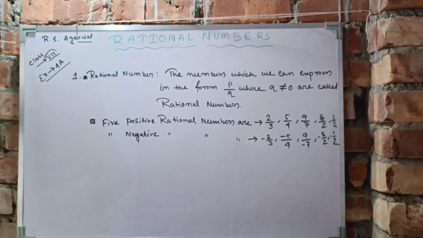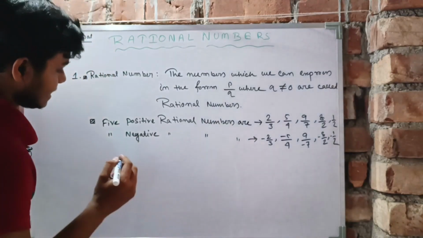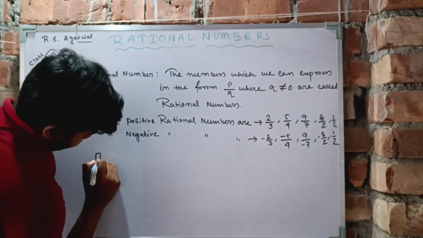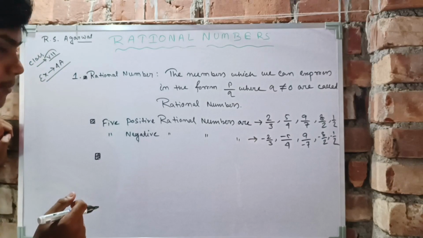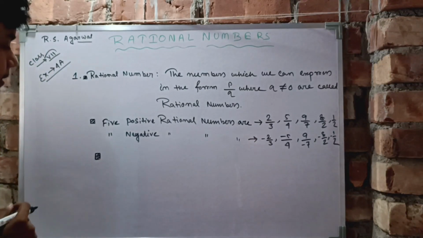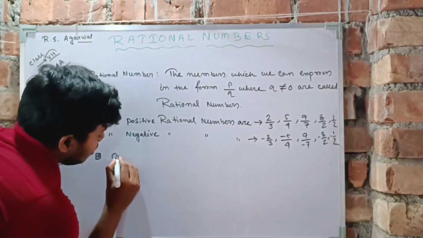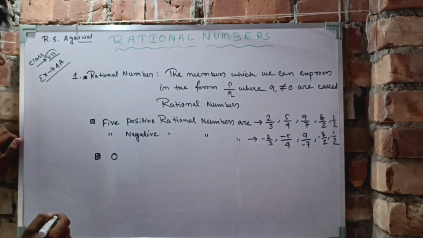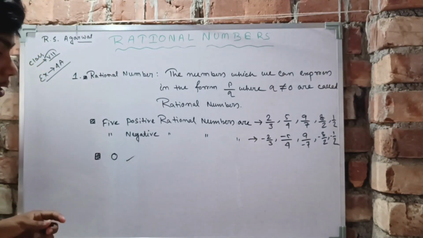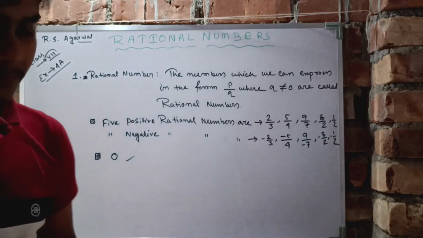Next question. Our next question says, no, it's not finished yet. Is there any rational number which is neither positive nor negative? Do we know of any such rational number that is neither positive nor negative? Yes, there is a rational number 0 which is neither positive nor negative.